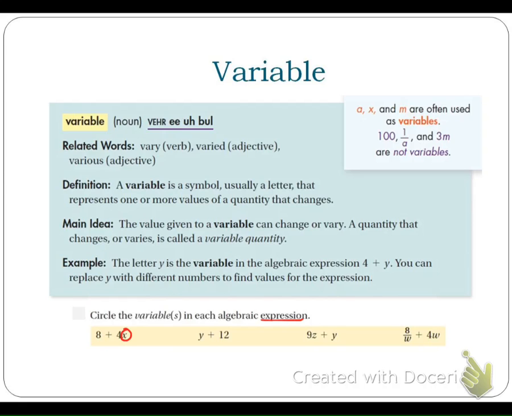In the next expression, y plus 12, y is your variable. The next expression is 9z plus y. The variables in this expression are z and y. And in our final question, we have 8 over w plus 4w. This expression has two variables, just like the last one, the w's.